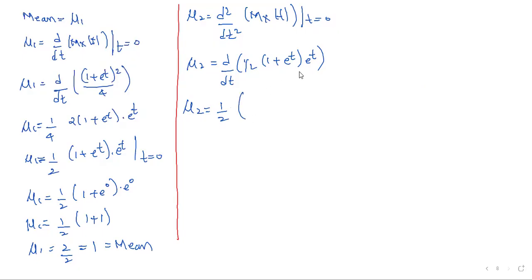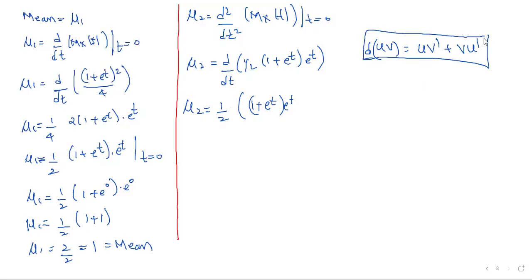Again same, u into v. U is this one, 1 plus e power t, and v is only e power t, right? So apply the u into v formula. The derivative of uv is nothing but u v dash plus v u dash. Dash is nothing but derivative, right? So u as it is, e power t, derivative is e power t, plus v as it is, e power t, derivative of u, that is derivative of 1 plus e power t, is e power t itself, right?